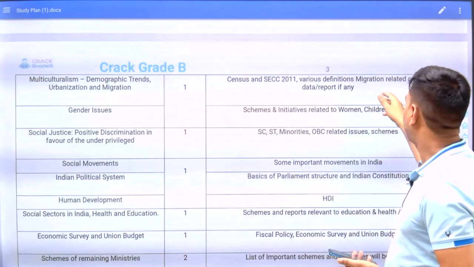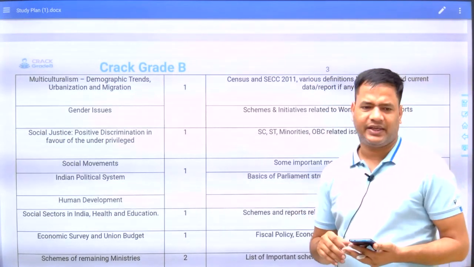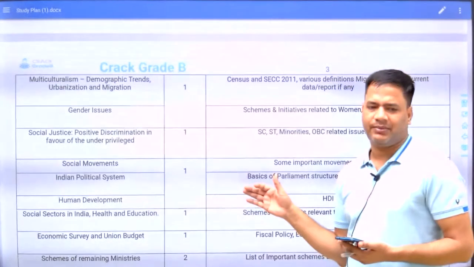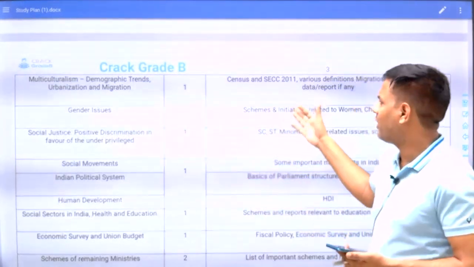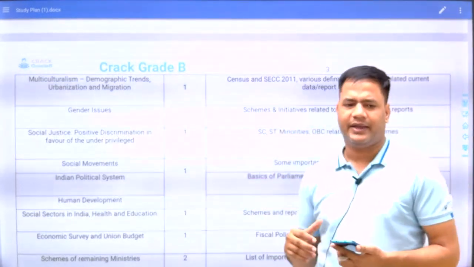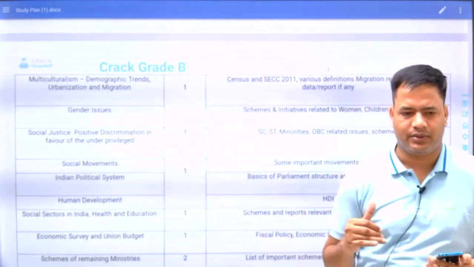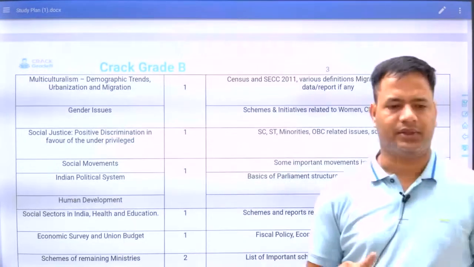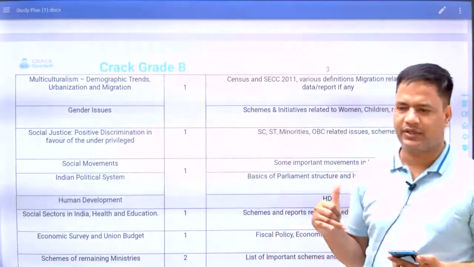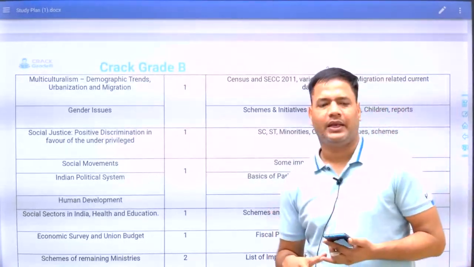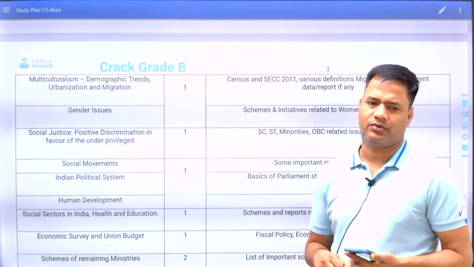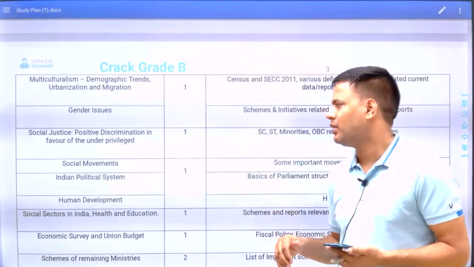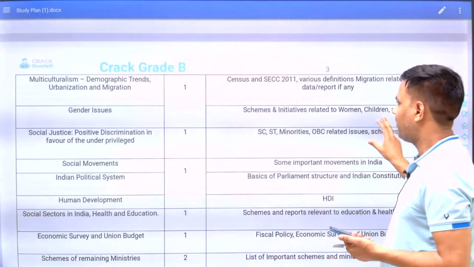Various definitions related to migration they can ask, but if you want to skip this chapter, you can skip. You have already covered SEC, and any current or factual data related to migration in India is being studied by you under the report section. Recently, the NSO report on Indian migration is very important.